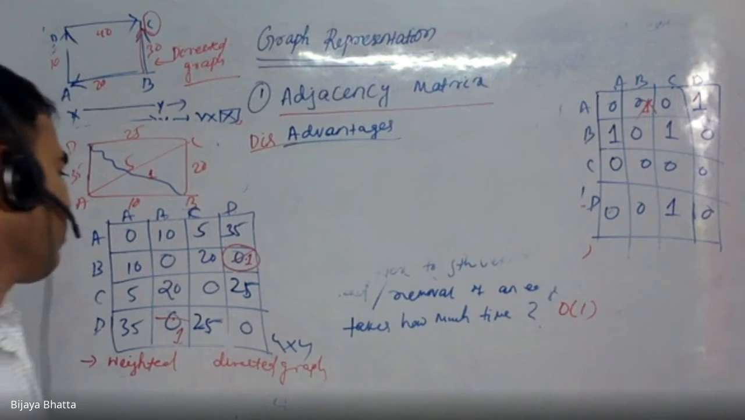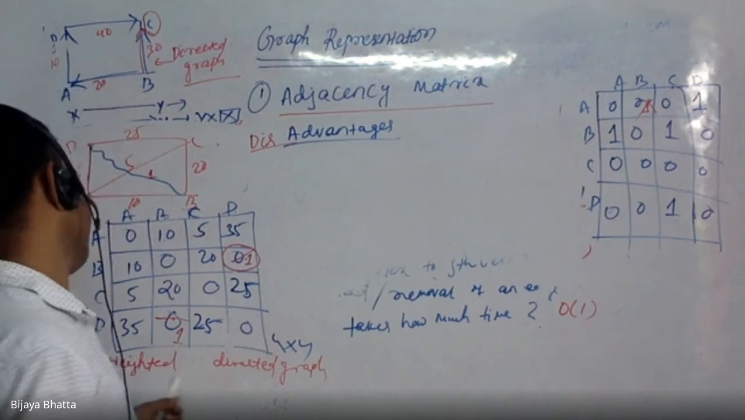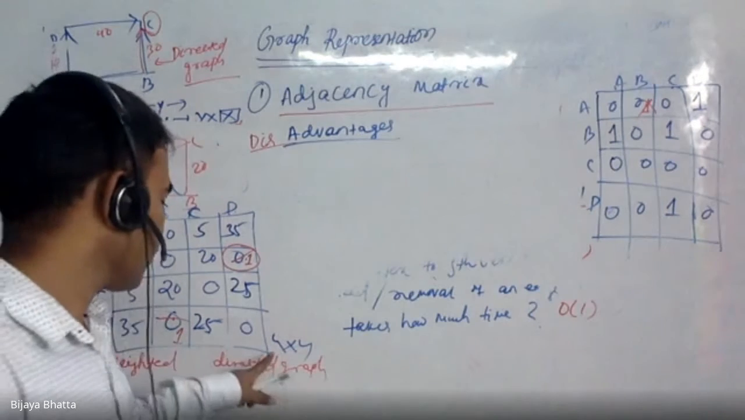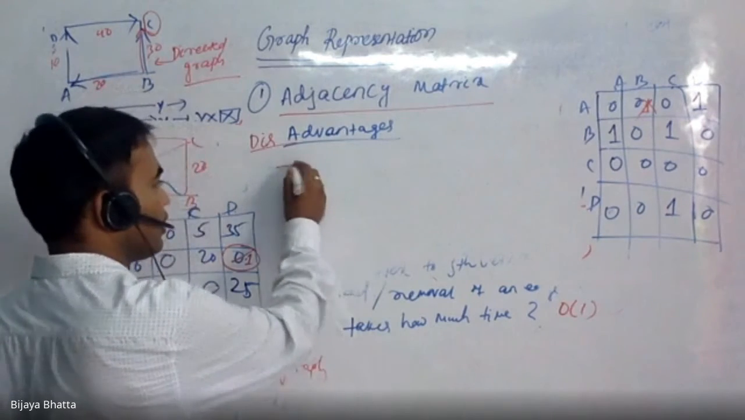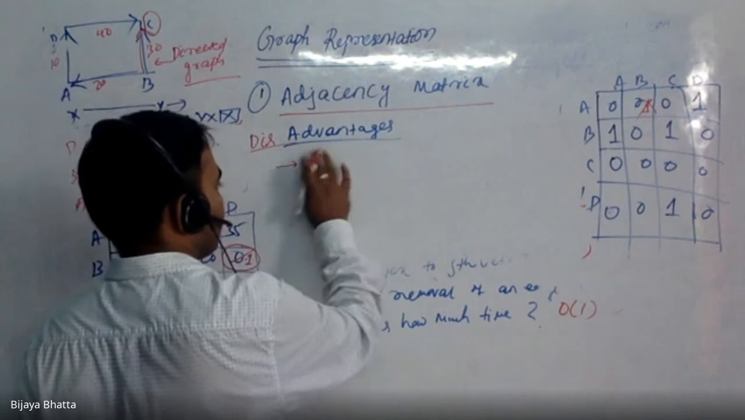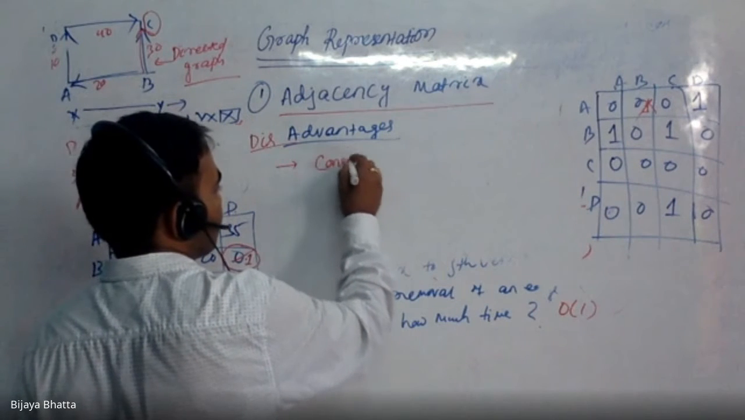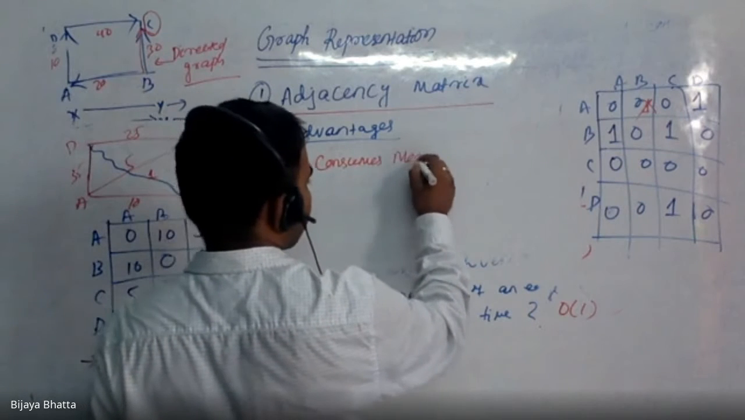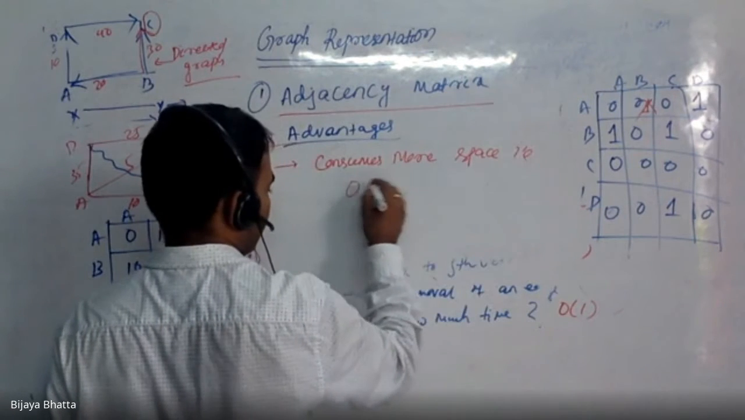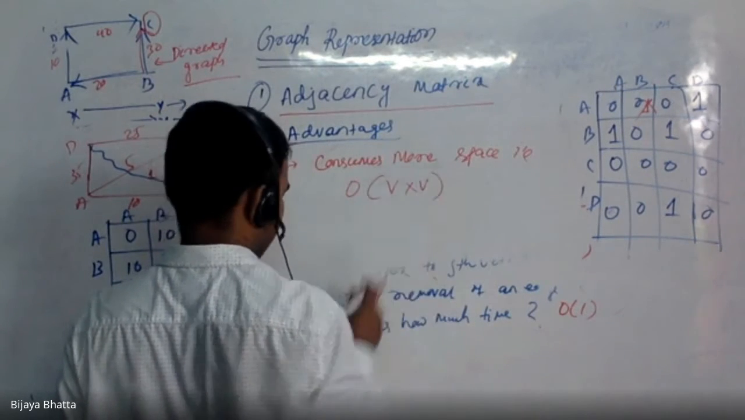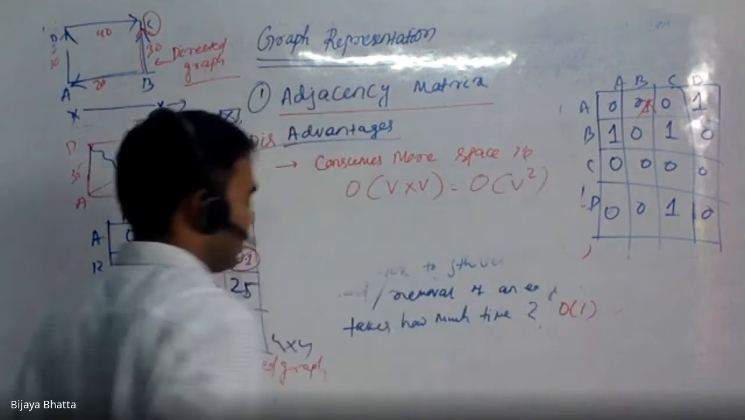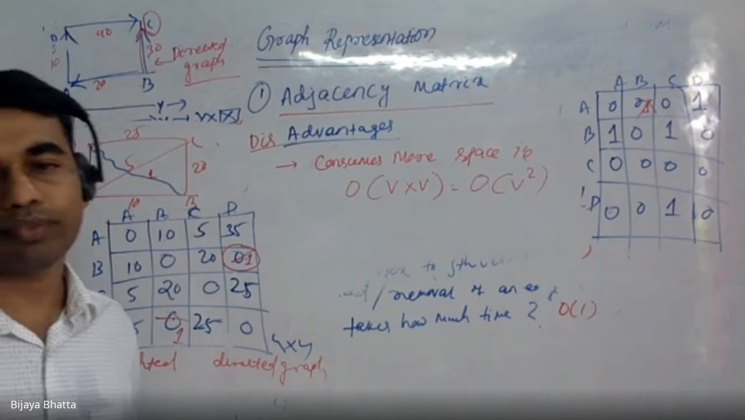Now let's discuss, right? If you see, definitely I need a 4x4 matrix. What is the 4x4? That means the space complexity is always going to be order of V square. It consumes more space. That is big O of V cross V, because the size of this is V cross V, which is equal to big O of V square. Because I need a matrix.